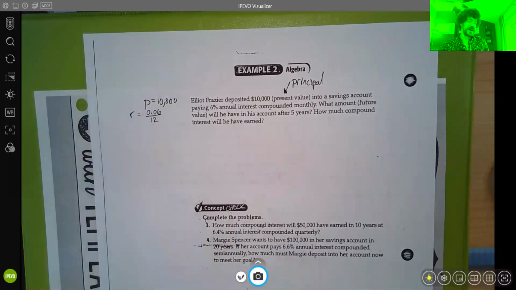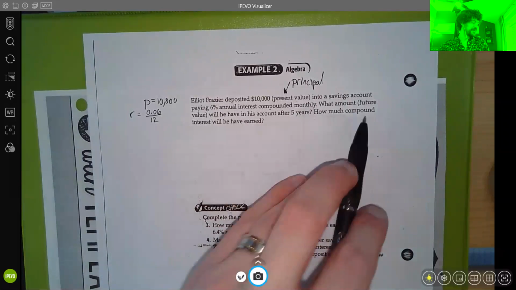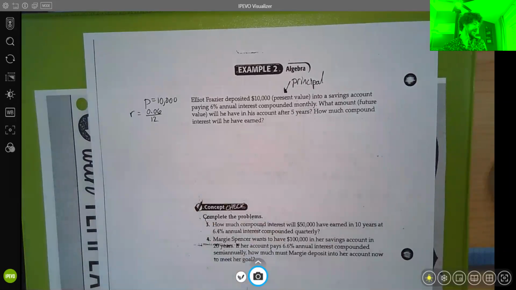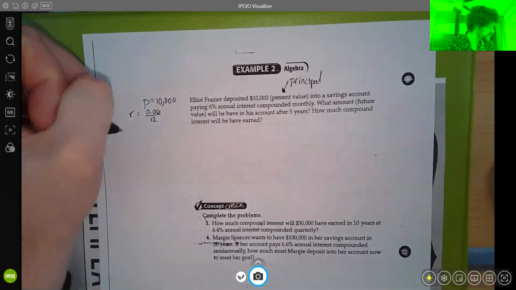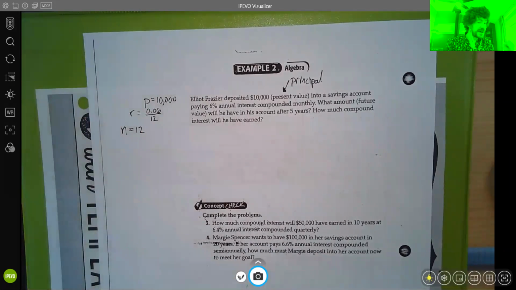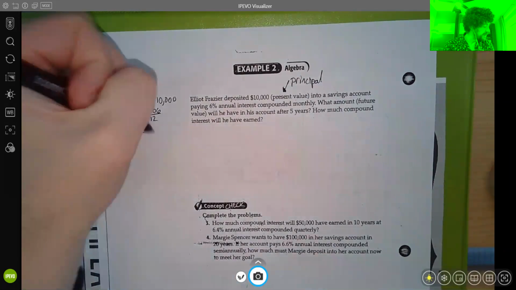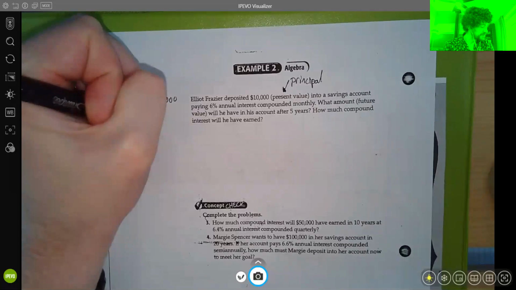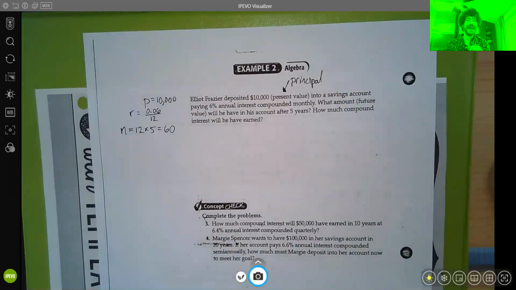What amount, future value, or just new amount? So present value, future value. There's different ways, like I said, of saying the same thing. How much will he have in his account after 5 years? So N is going to equal 12 times a year it gets compounded, multiplied by 5 years. So N is 60. So that's our exponent. That's a very large exponent value, but it doesn't change in any way how we're going to do this problem.